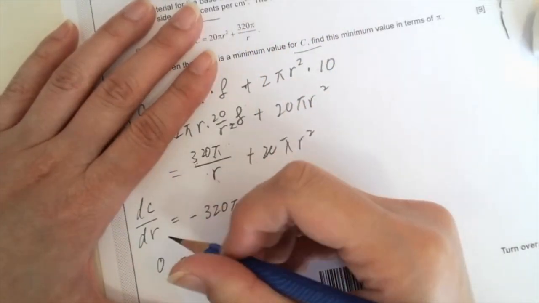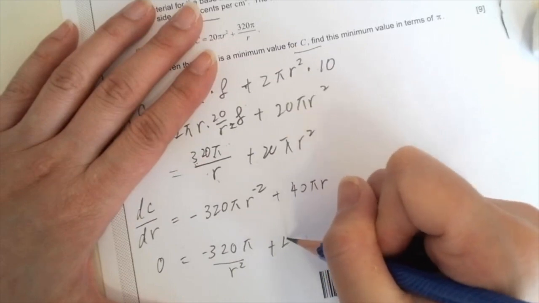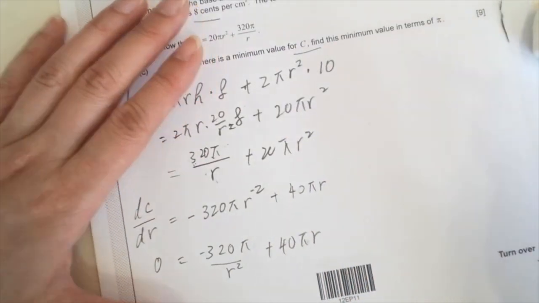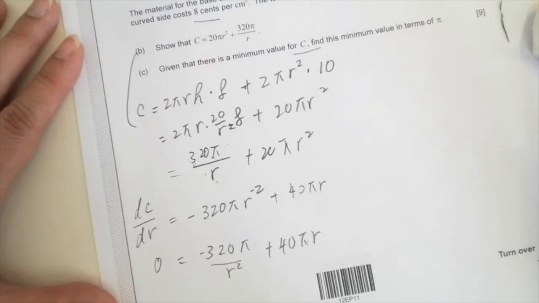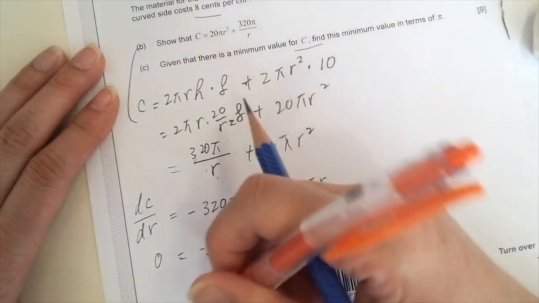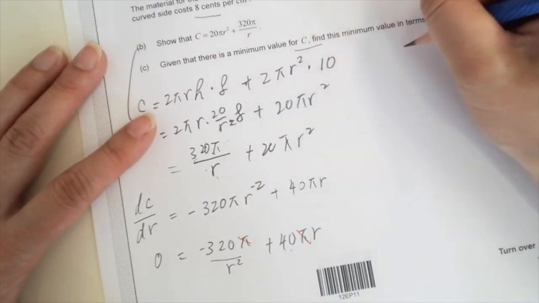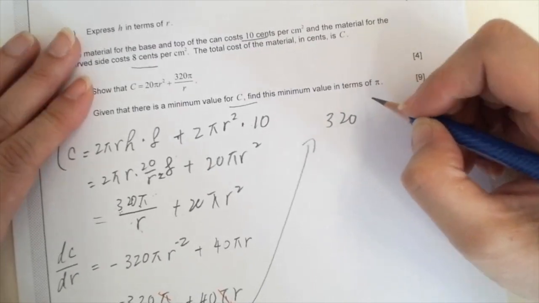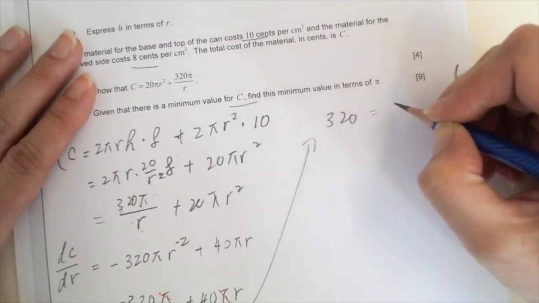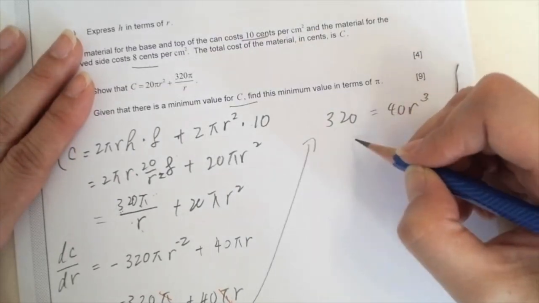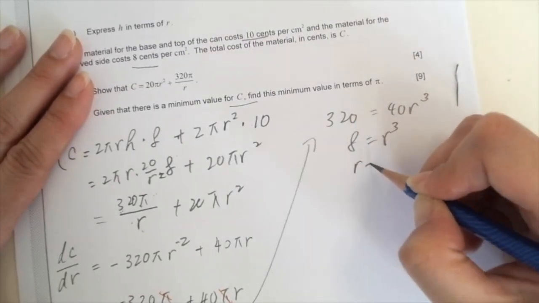I put it back to fraction. That will help us to solve it. And then taking the common factor, the pi, out, and multiply the whole thing by pi r squared. So now I got 320 equals to 40 r cubed. Now 8 equals to r cubed, r equals to 2.